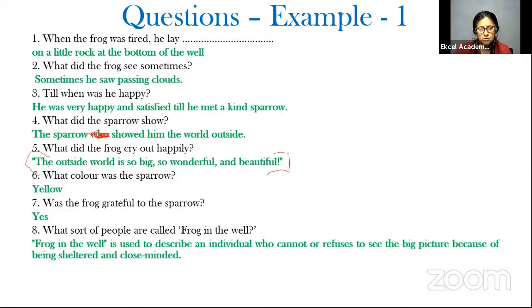What sort of people are called frog in the well? So here you need to understand and remember, because the monologue which I read out had this sentence. I know it's very difficult to memorize everything, but it's not so difficult that you cannot answer. Frog in the well is used to describe an individual who cannot or who refuses to see the big picture because of being sheltered and close minded.